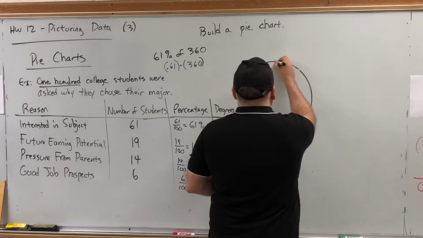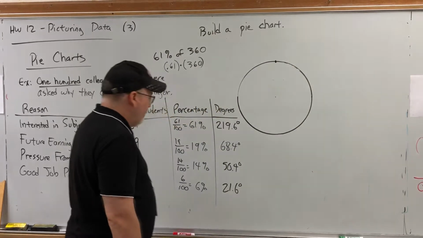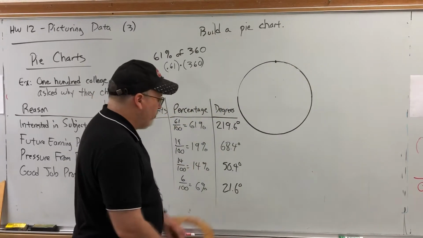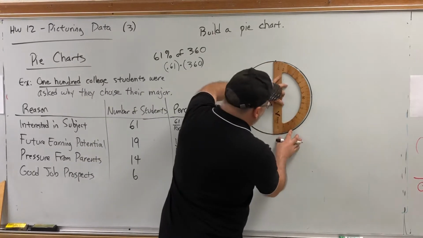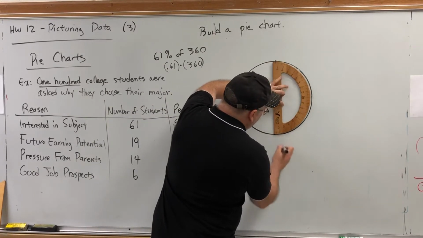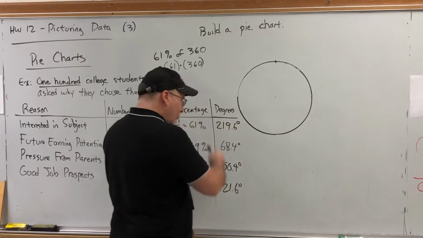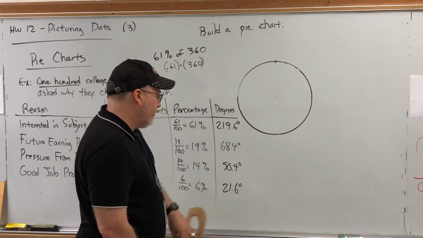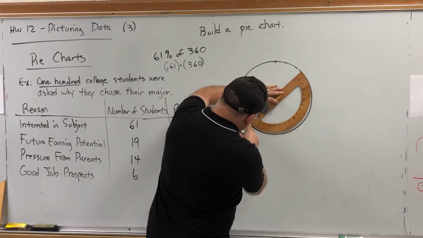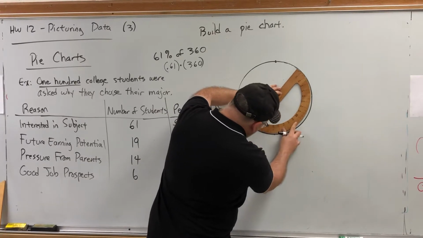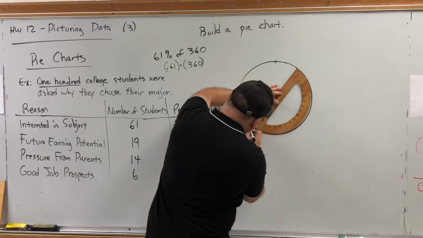Let's start at the top. All right, now 219.6 degrees is more than half a circle, because half a circle is 180. So I would have to go complete 180 and then measure off a little bit more. It looks like we're gonna need another 39.6 degrees. So we'll just kind of eyeball this. 10, 20, 30, 40, so 39.6 is about there.